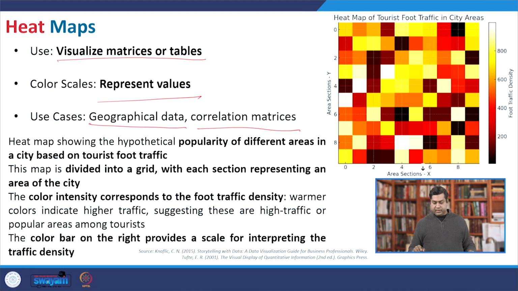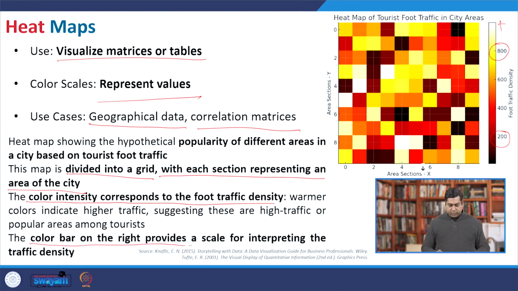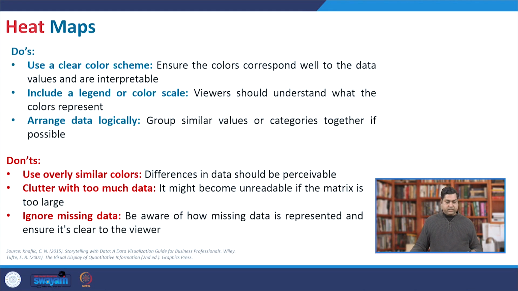In this case, this particular example is taking the heat map of tourist foot traffic in city areas. This map is divided into a grid with each section representing an area of the city. The color intensity corresponds to the foot traffic density, where if you see from this, when it is close to white, it is having the highest value, and close to black it is going to be the lowest value. The color bar on the right provides the scale for interpreting the traffic density, that how those areas are filled. So, this is another heat map, there are multiple uses of that.